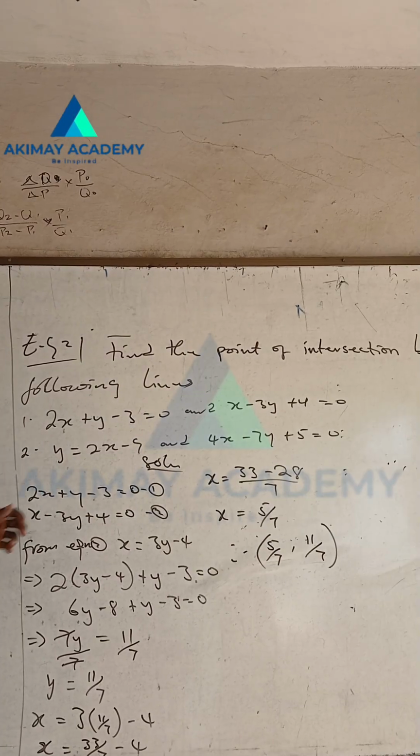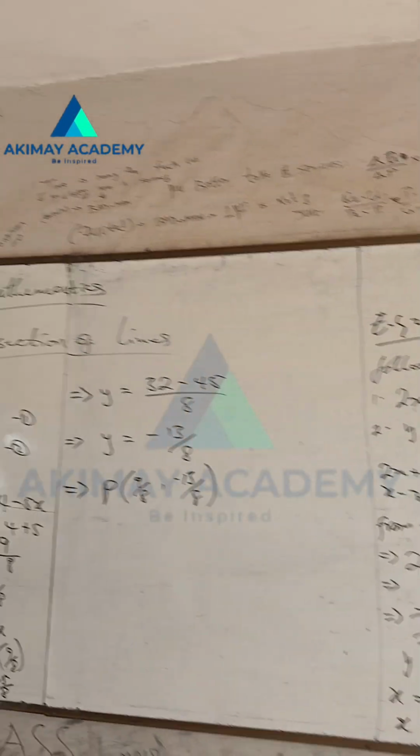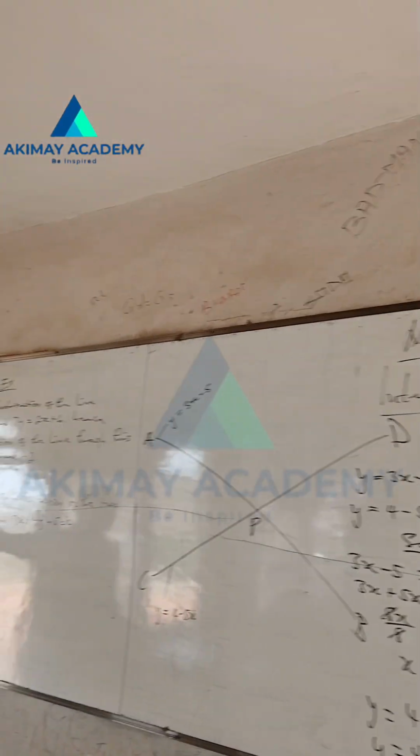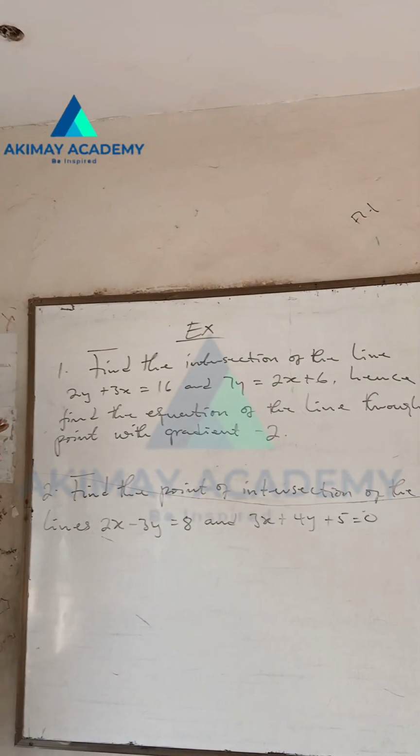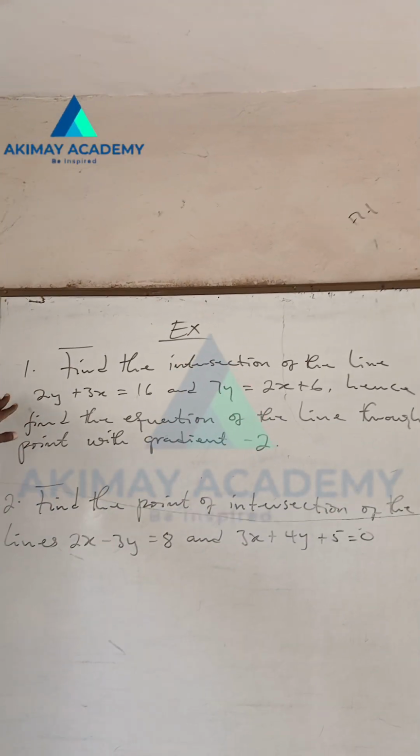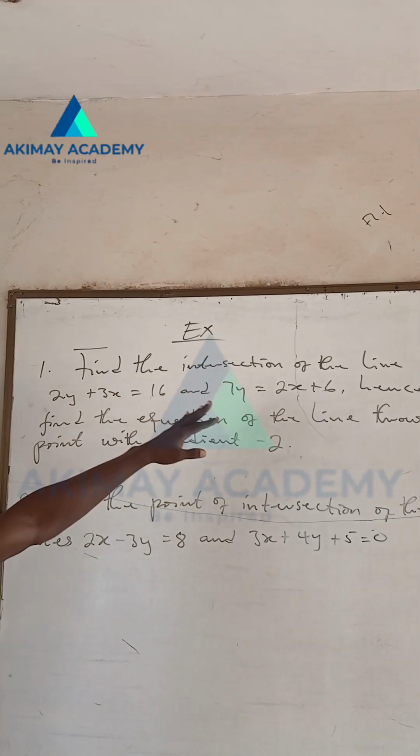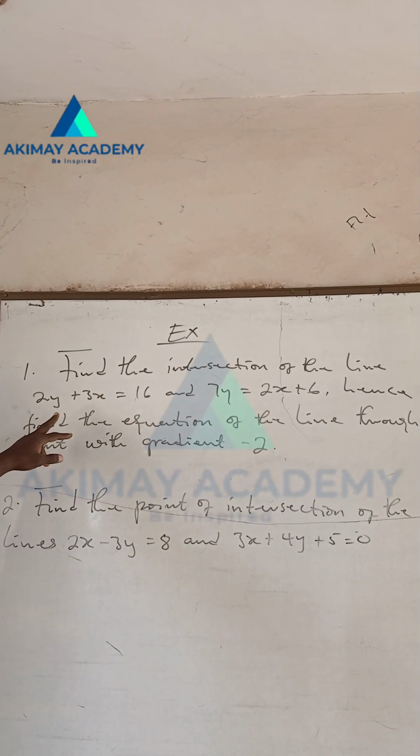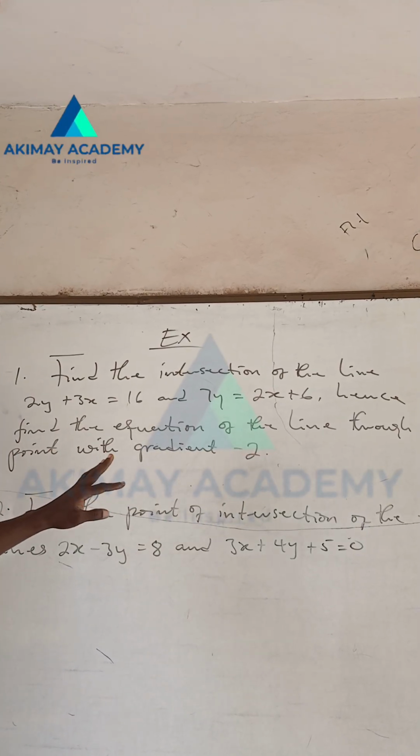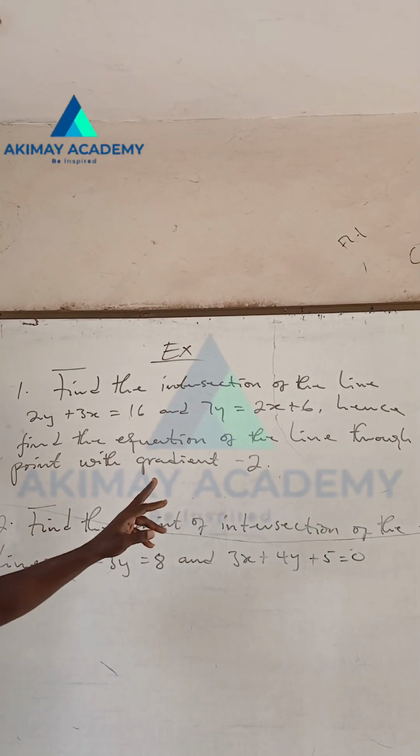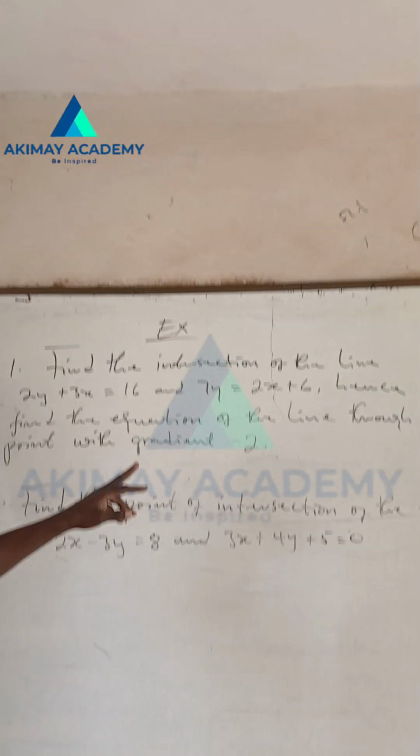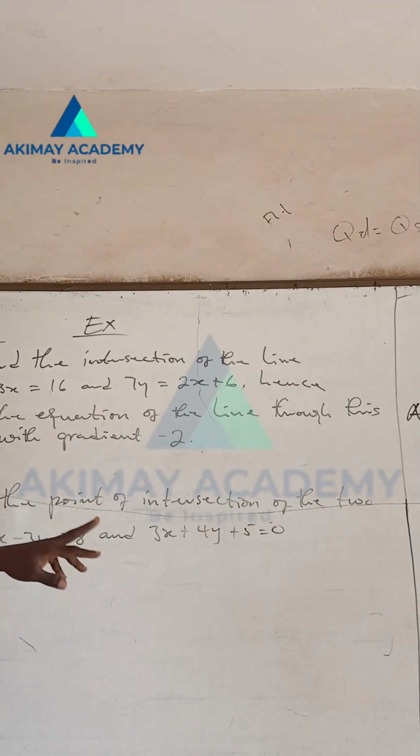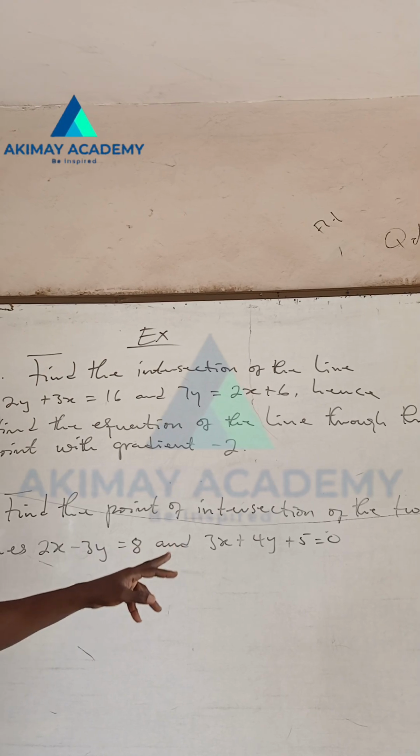After trying this one, then you have your program of the day. This is your exercise. The first part: find the intersection of the lines 2y + 3x = 16 and 7y = 2x + 6. Hence, find the equation of the line through this point with gradient -2.